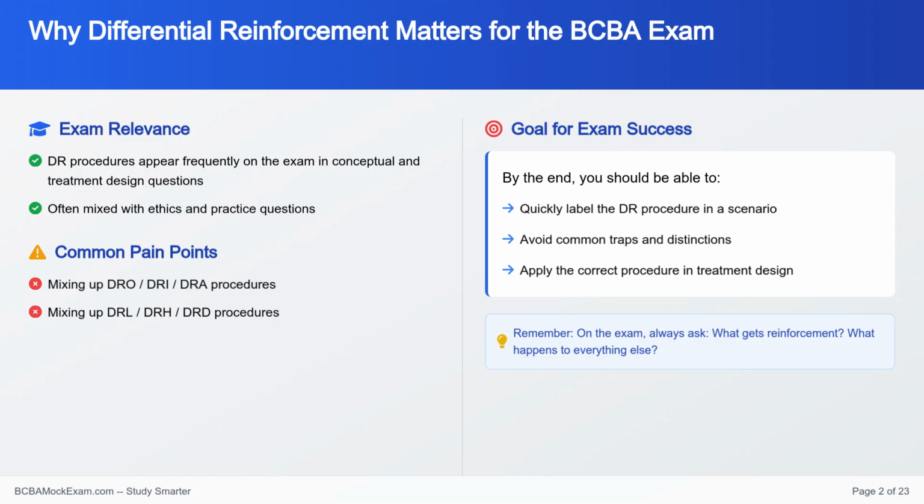Differential reinforcement is a high-frequency topic on the BCBA exam, appearing in concept questions, scenarios, and treatment design. Many test takers mix up DRO, DRI, DRA, or DRL versus DRH versus DRD. Our goal today is simple: help you quickly identify DR procedures, avoid common traps, and apply them correctly in intervention design. Always ask yourself on the exam, what behavior gets reinforced and what happens to the others? If you can answer that, you've mastered the core of DR questions.